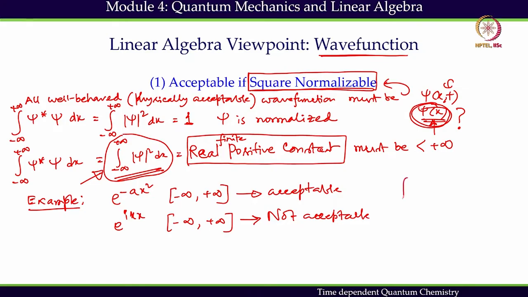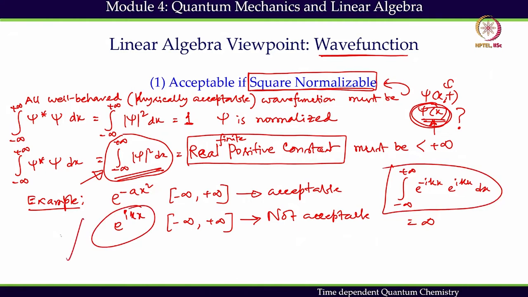If we take this integration from minus infinity to plus infinity of the square modulus, this is going to be e to the power minus i k x, then e to the power i k x, then dx, this is going to be infinite. So, this integration becoming infinite, this function cannot be used in quantum mechanics. So, one thing we have to remember is that I can propose a wave function, but in the end I definitely need to check whether that wave function is acceptable in quantum mechanics. And that can be checked by taking this integration and finding out whether I am getting a real constant positive value.